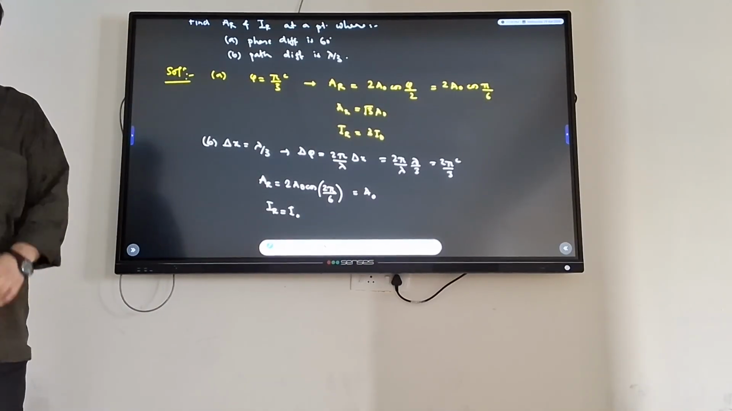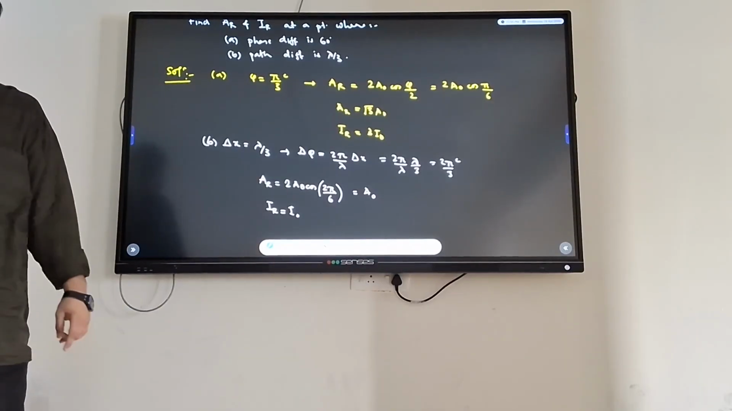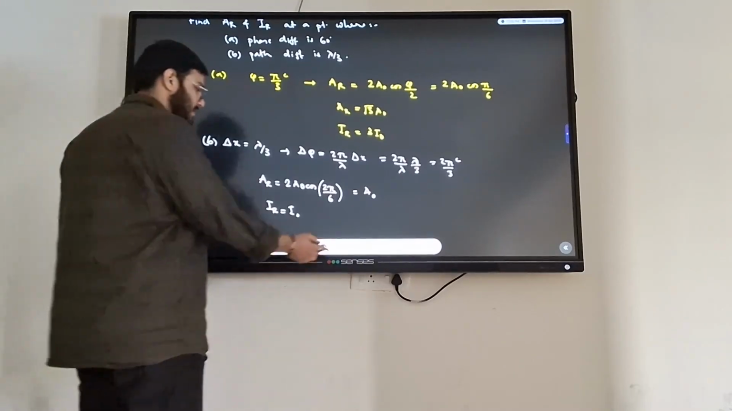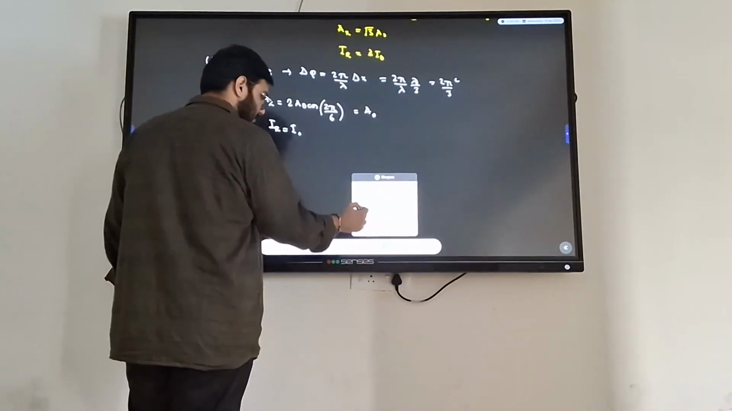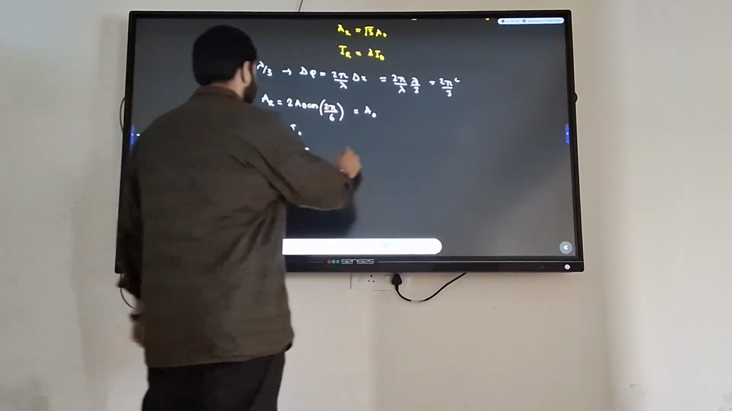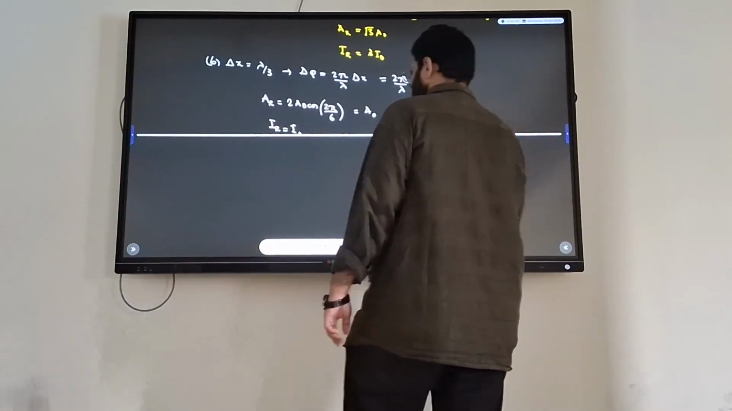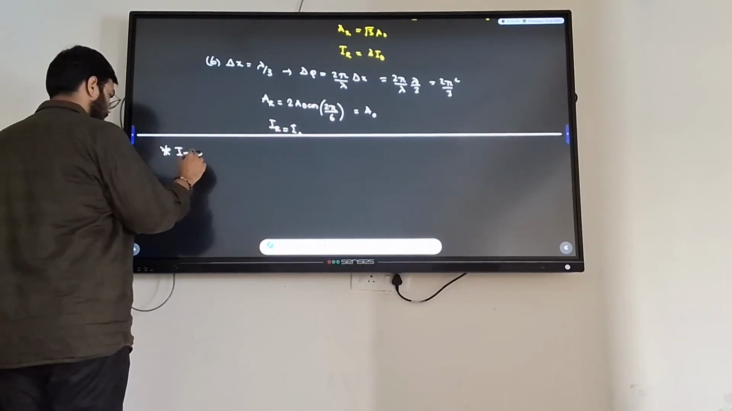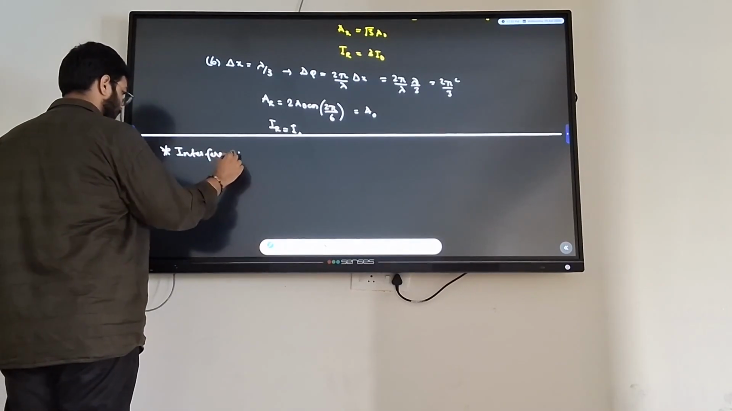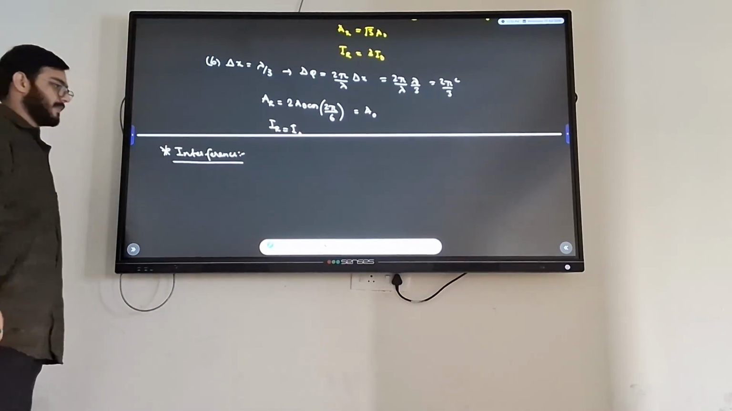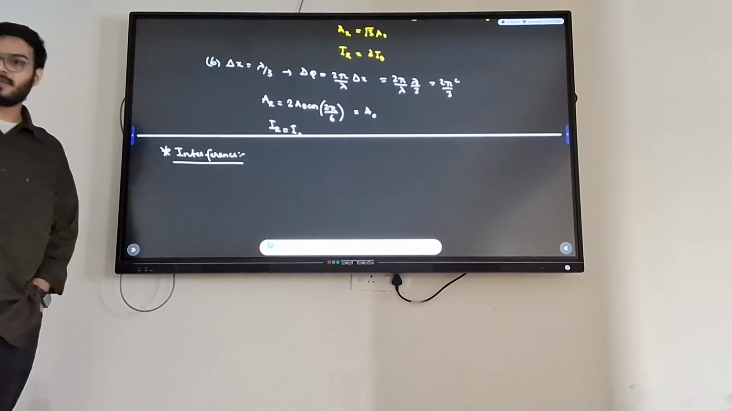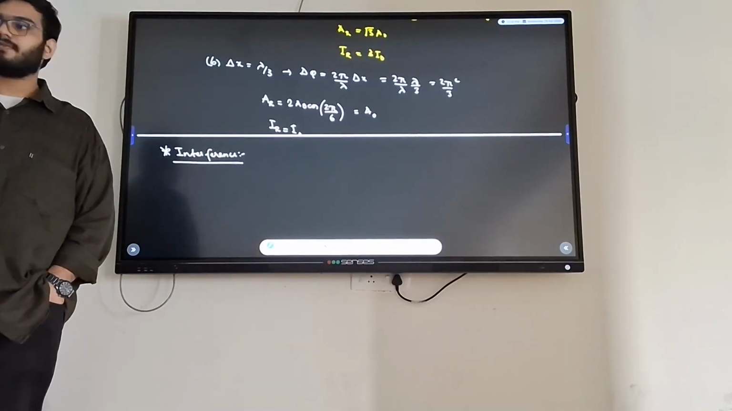I just want to discuss one more topic before we end the lecture today. That's called interference. Very interesting topic. I will talk about this much more when we go to wave optics. But for now, what is interference? Interference is again basically a superposition of two waves, but there are some conditions that I will write when we go to wave optics.